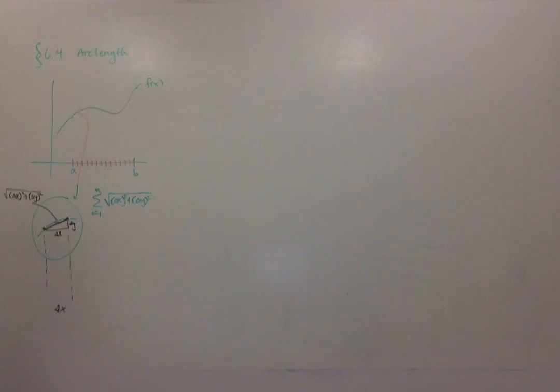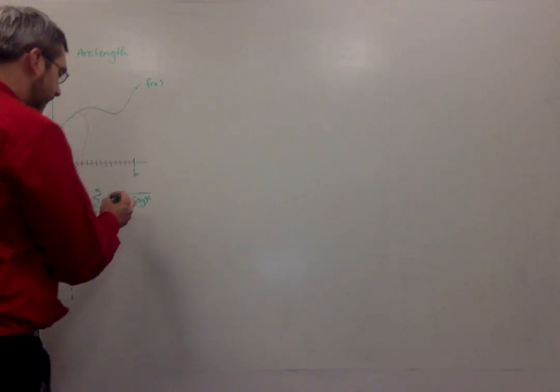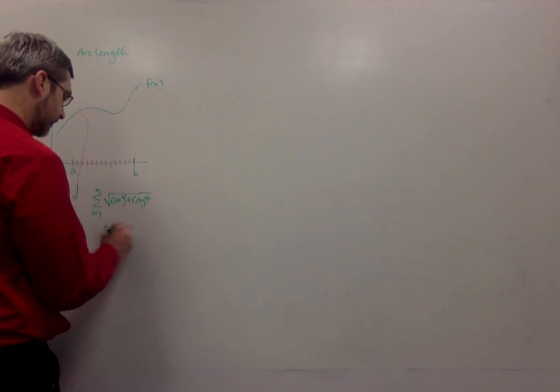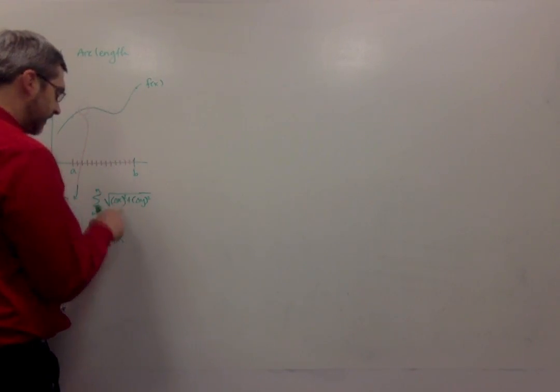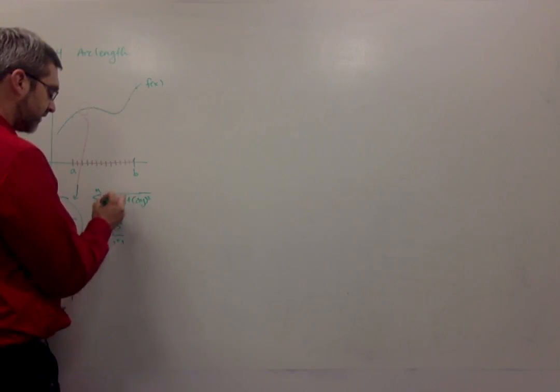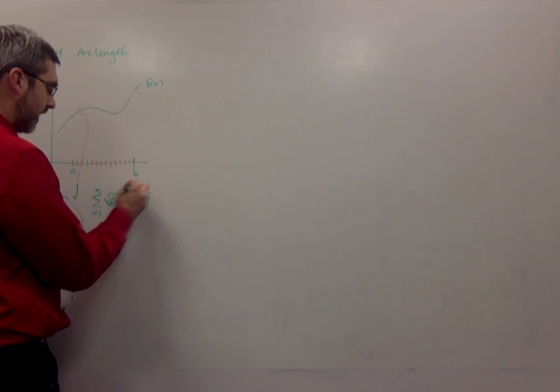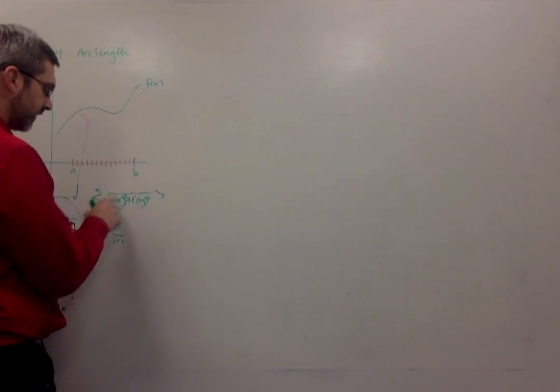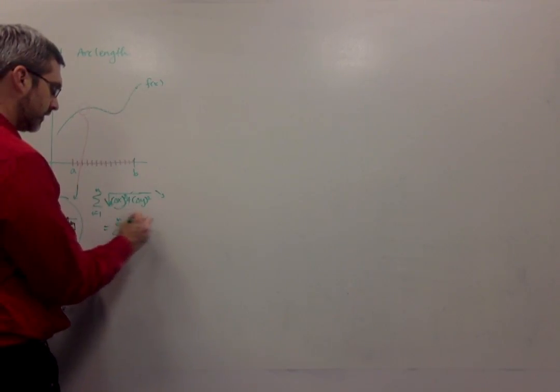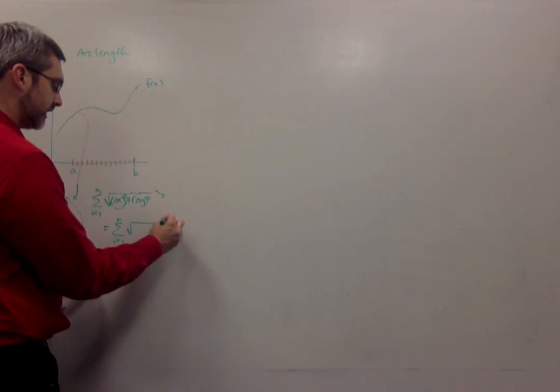Now, before we let n go to infinity, what I want to do is I'm going to factor this delta x squared out of the integral, out of the square root. So then it's just going to become delta x.